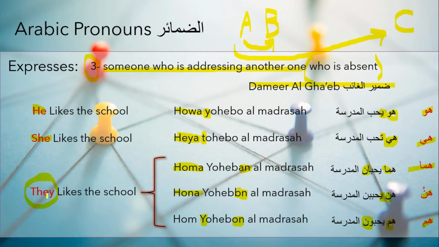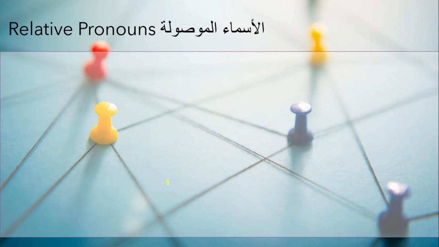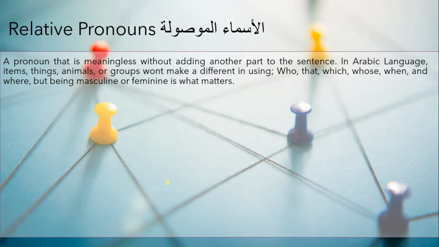هم is for males. In English, we say they like school, not likes. They like school. But in Arabic, again, what makes the difference is who you are addressing: is it a female or male, a group, dual or singular.